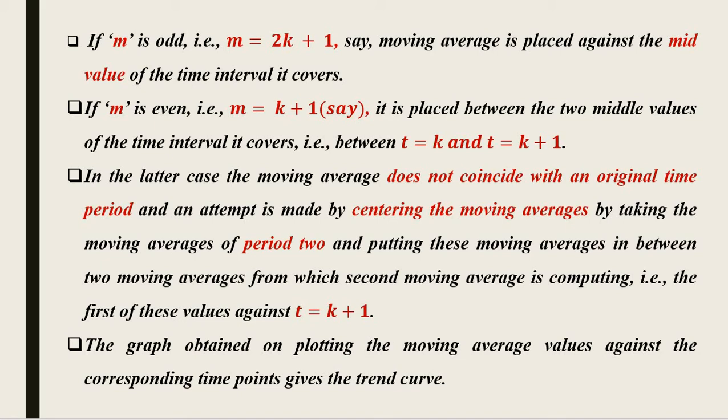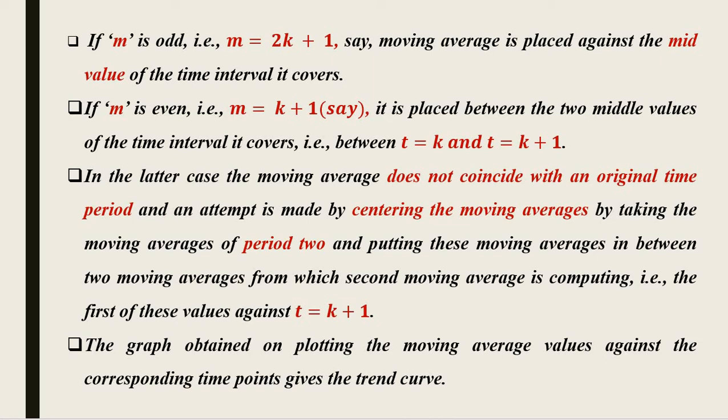If M is odd, suppose M is equal to 2k plus 1, then moving average is placed against the mid value of the time interval it covers. But if M is even, that is M is equal to 2k, then it is placed between the two middle values of the time interval it covers, that is between t equal to k and t equal to k plus 1. In the latter case, the moving average does not coincide with an original time period.